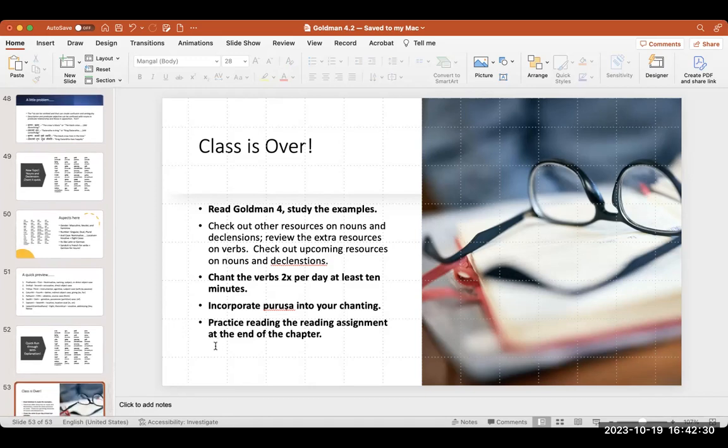The last thing, if you really want to be working on something: at the end of chapter 4, you will see the reading assignment. I cannot tell you how excited I am to just be reading Sanskrit and not just teaching you rules. On page 75, you'll find the reading assignment. You can try to translate it if you want, but I'm going to teach you how to translate this one first. It's going to be our first translation exercise. So maybe practice reading out loud, practice breaking the sandhis, practice just reading the Devanagari.